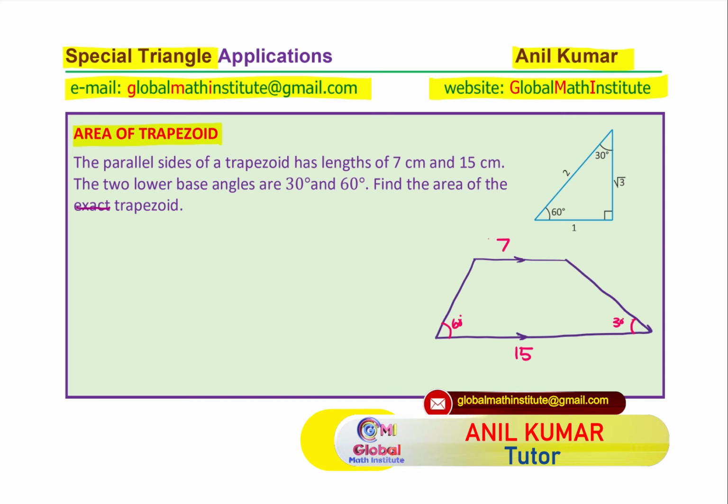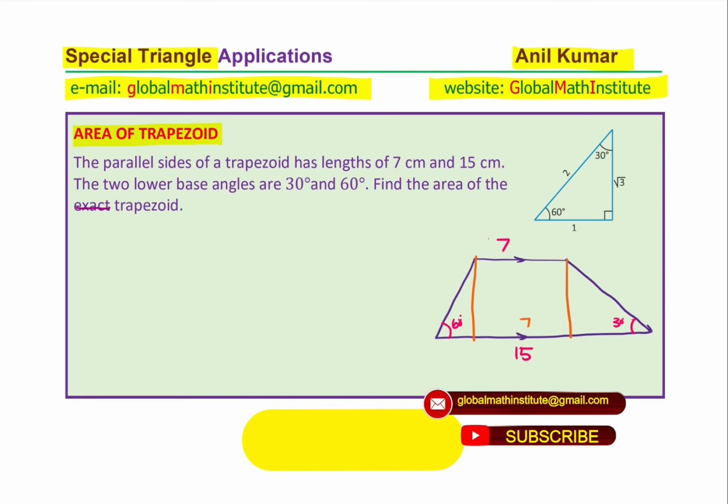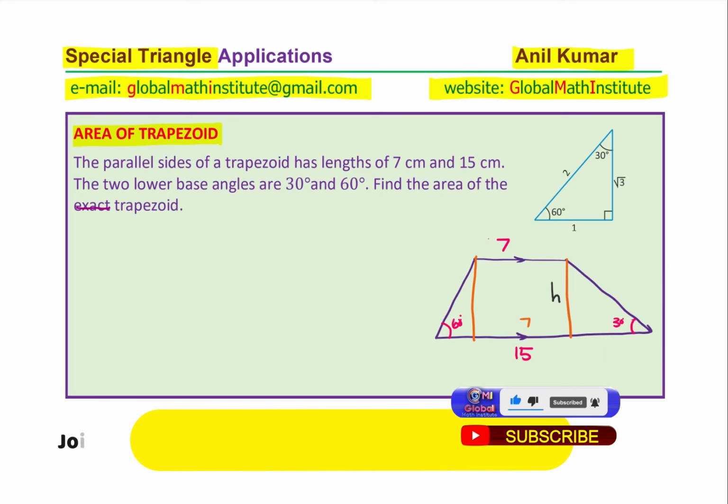If I drop a perpendicular from the top vertices, we get a rectangle in between. And clearly this rectangle will have an area of 7 times height. What we really need to figure out is the height of this, right? So that is what we need to find.